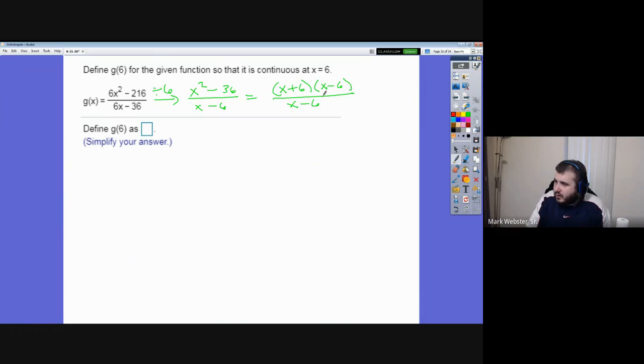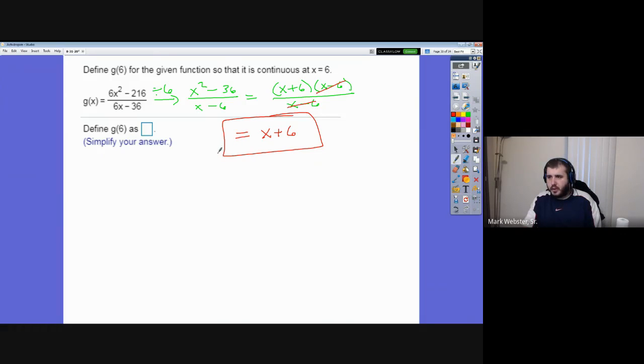We got a factor on top, a factor on bottom. And so what we've done here is we've redefined our function. We simplified it down and got to the thing that we actually need to look at. Because this looks like this, but there's a hole here, right?